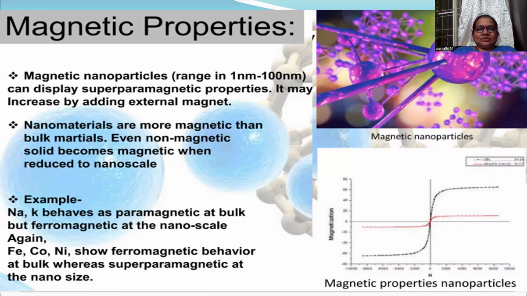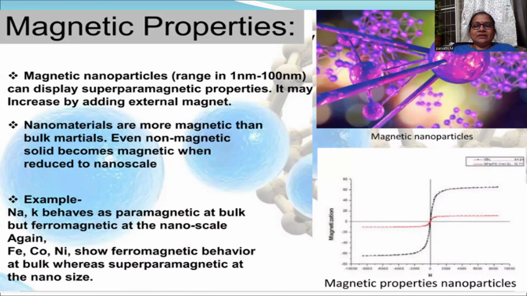When it comes to a bulk magnet, it can hardly move to attract other particles, whereas tiny particles are very easy to move and revolve around any other magnet. So easily they can be moved from one point to another point. Nanomaterials are more magnetic than bulk materials. Even a non-magnetic solid becomes magnetic when reduced to nanoscale.